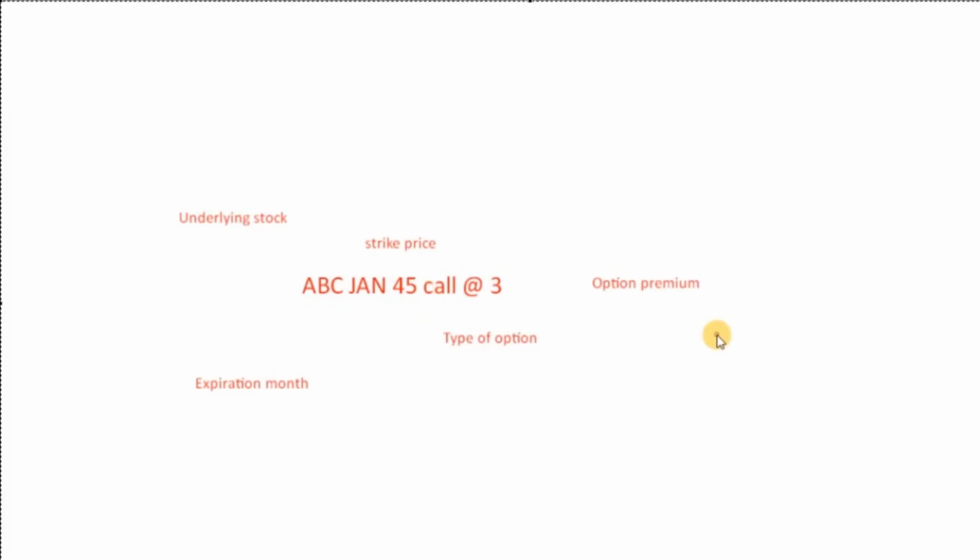So these were the 5 option features, and with these 5 features, an option contract can be written as this: ABC January 45 call at $3, in which ABC is underlying stock, January is expiration month, 45 is strike price, call is type of option, and 3 is options premium. So this was all about options features.